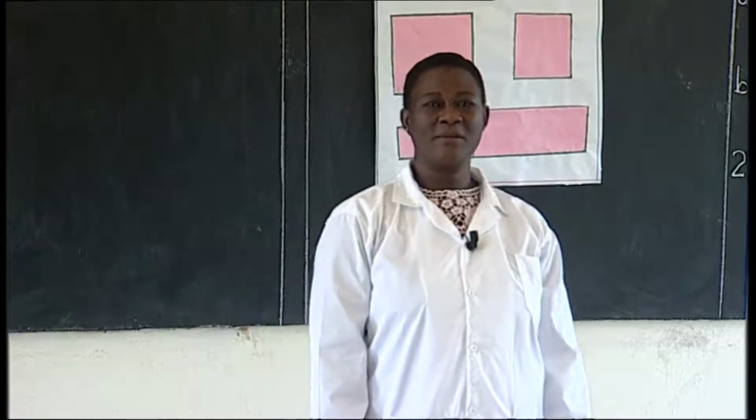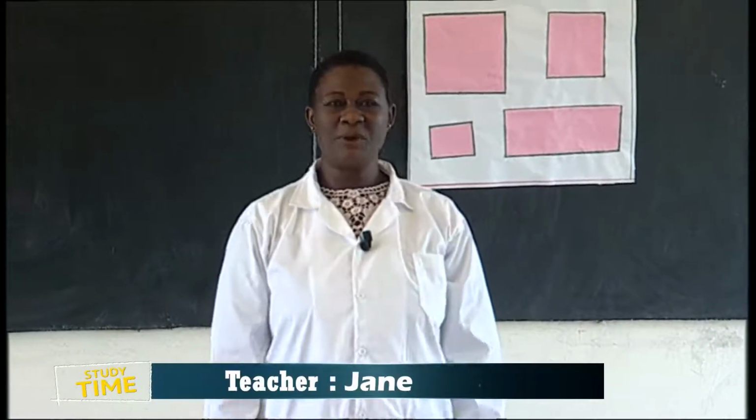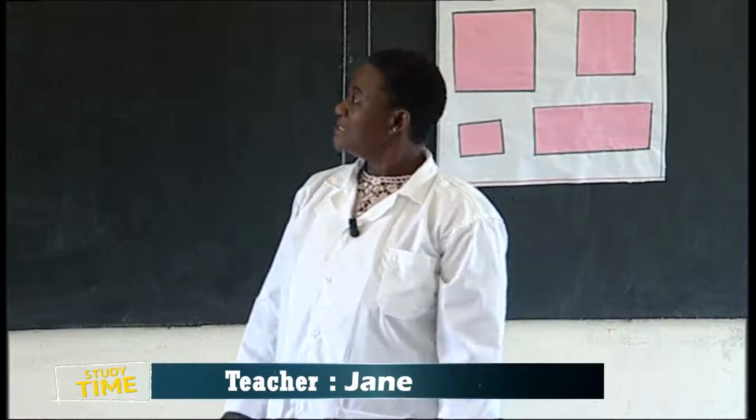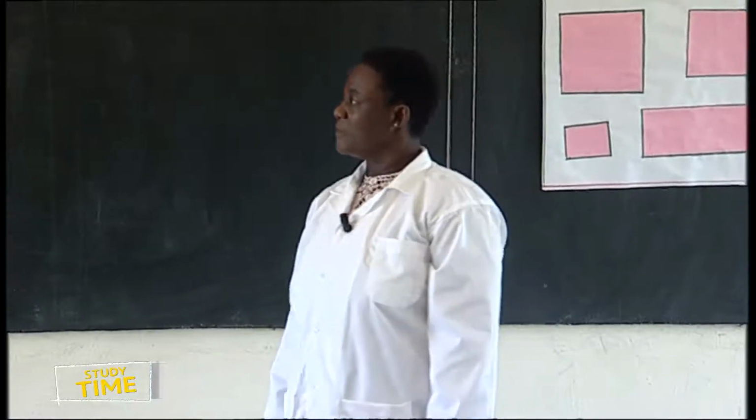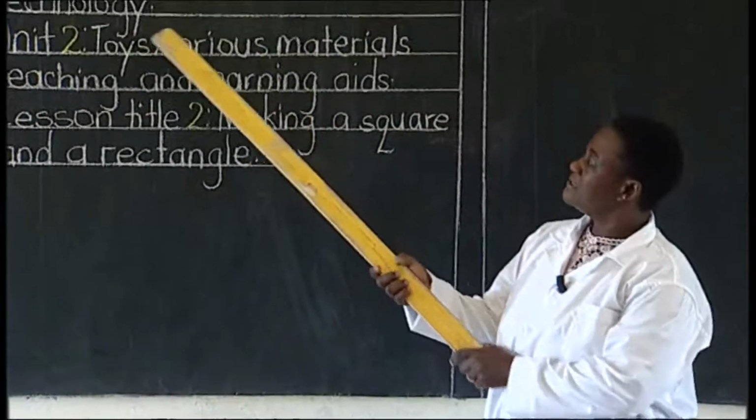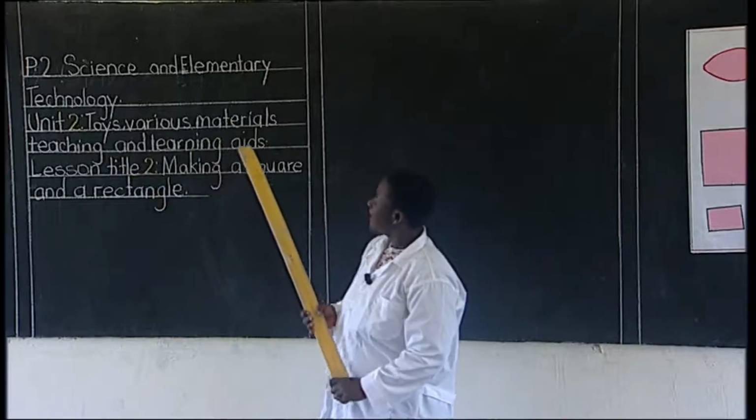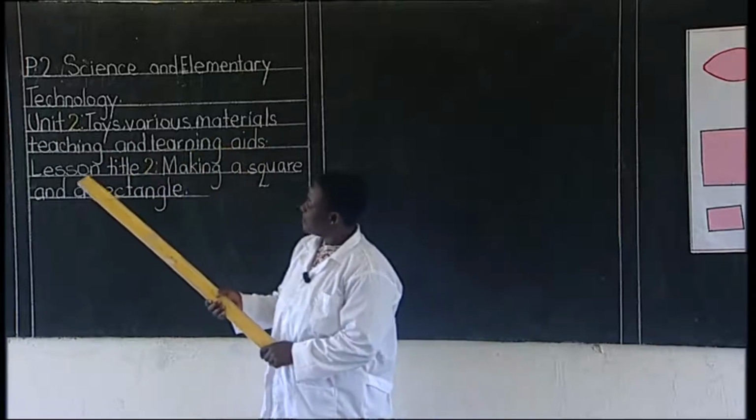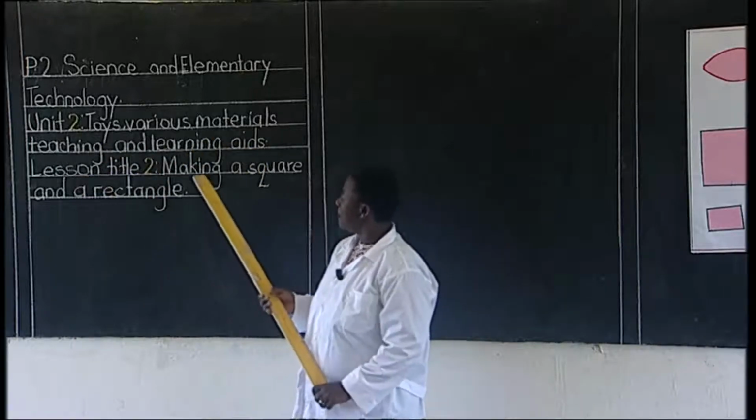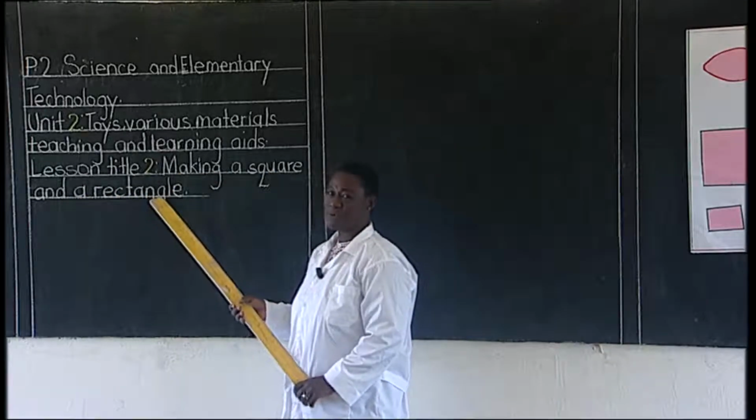Hello everyone, my name is Teacher Jeanne and I'm here to teach Primary 2 Science and Elementary Technology. Our unit is Toys, Various Materials, Teaching and Learning Aids. Our lesson title is Making a Square and a Rectangle.